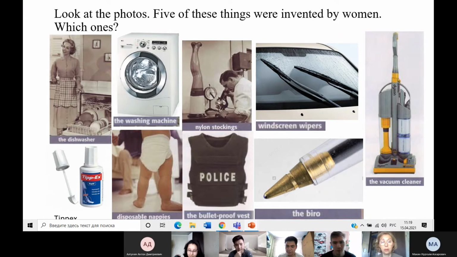Именно шариковая ручка, типа? Именно шариковая, именно шарик, вот, который на кончике ручки. Okay. The vacuum cleaner. Maybe. I see, maybe. Okay, you've made your choice. I mean, Ilham just was brave enough to speak about this. And let us move to the next slide.